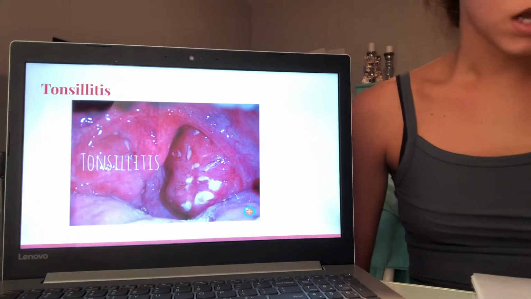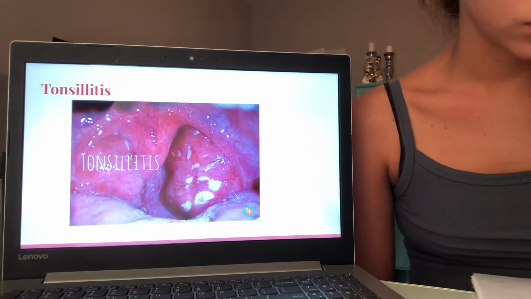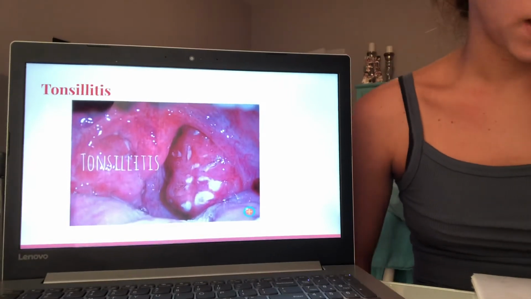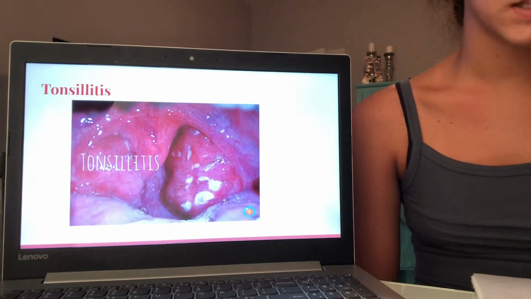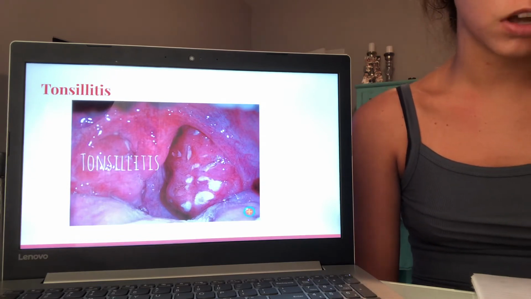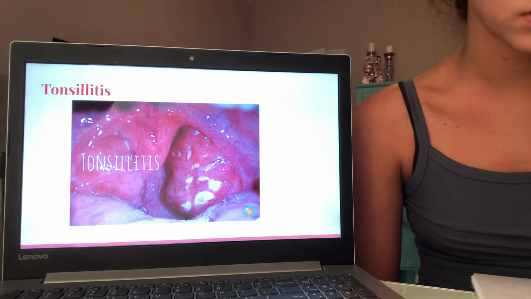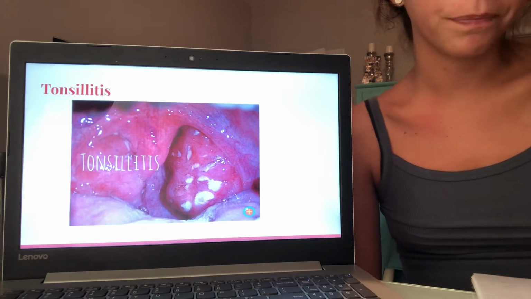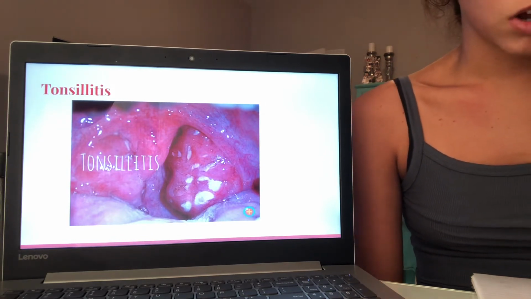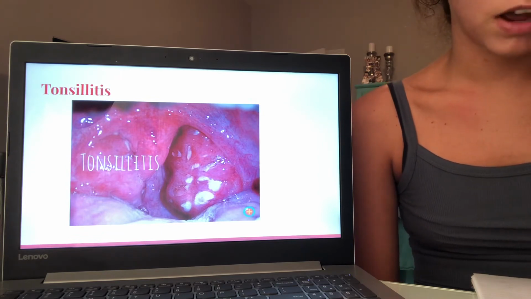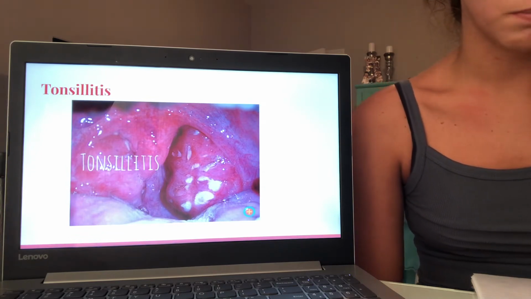Tonsillitis. Tonsillitis is inflammation of the tonsils, two oval-shaped pads of tissue at the back of the throat, one tonsil on each side. Signs and symptoms of tonsillitis include swollen tonsils, sore throat, difficulty swallowing, and tender lymph nodes on the sides of the neck.